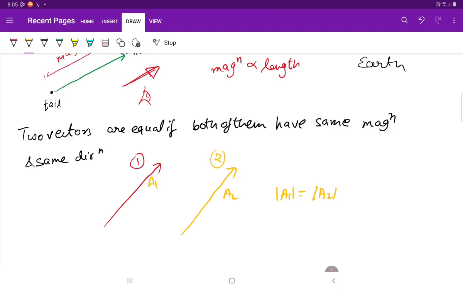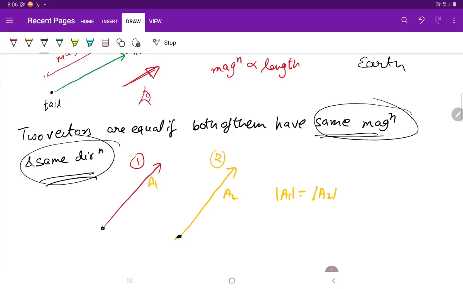But observe that their tails are shifted. The tails I am marking by black are actually not coinciding with each other. But still, we can say that these two vectors are equal. Vector equality does not mean that their tails should coincide. Their tails may vary. Only two conditions need to be satisfied: same magnitude and same direction. Bas. Do not look for any other thing. And this way we can say that two vectors are equal.